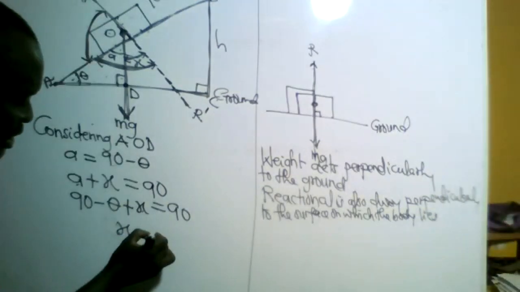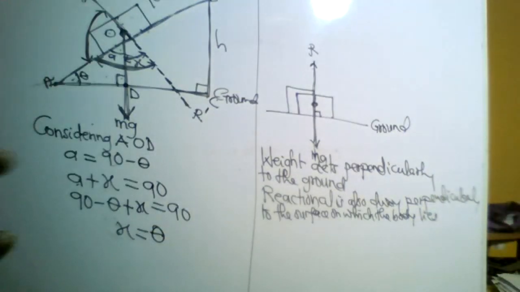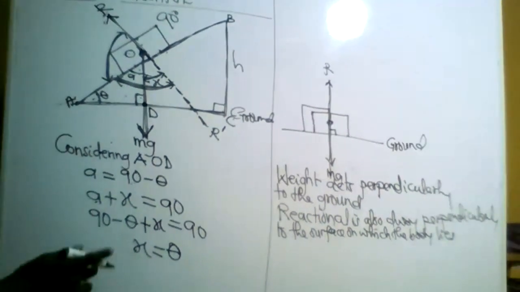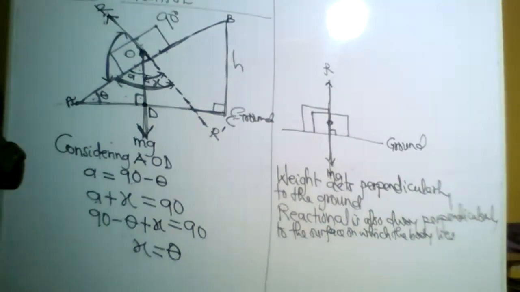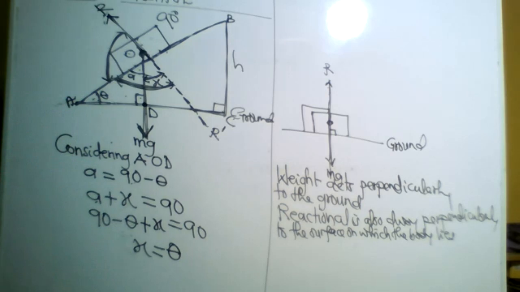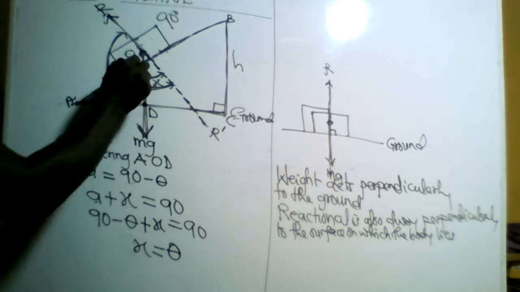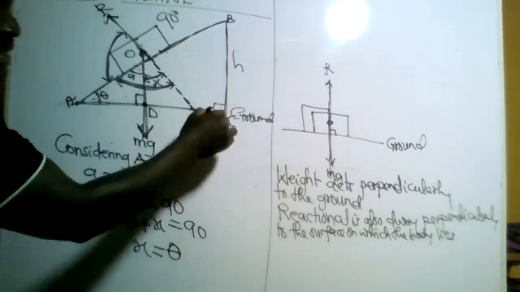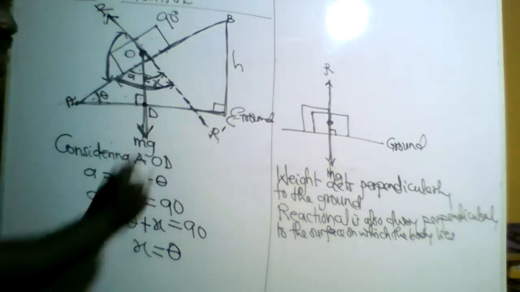Oh, she has a problem with her network. So X is also theta. Okay. What we have deduced is that on the inclined plane, the angle of inclination is theta. Then the angle between the weight of the body and the reaction line is also theta.